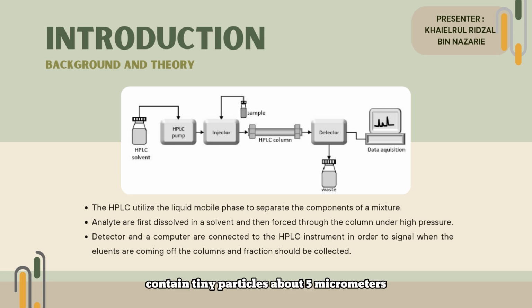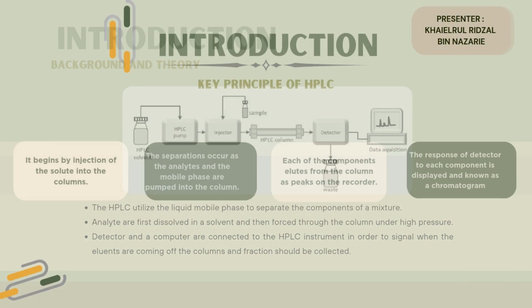Columns in HPLC contain tiny particles, about 5 micrometers, and the solvent that is forced through the column is under very high pressure. After it travels through the column, the detector and the computer connected to the HPLC instrument record the data and sense the signal when the eluents are coming off the column, and the fractions can be collected. The technique is very similar to the operational basis of liquid chromatography, but HPLC allows a far better separation of components of a mixture.